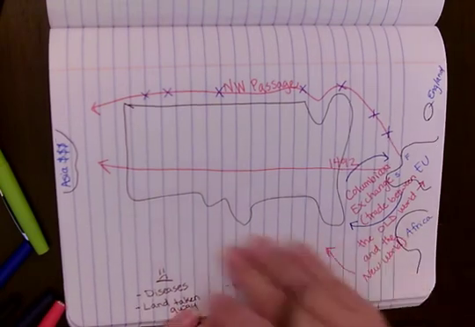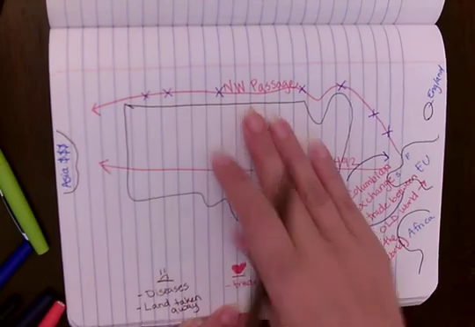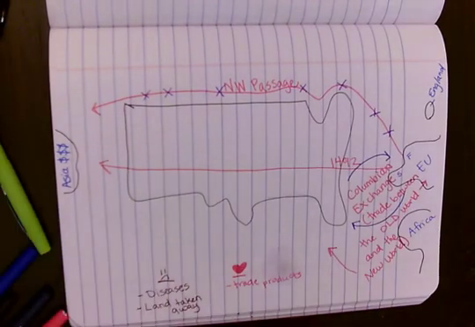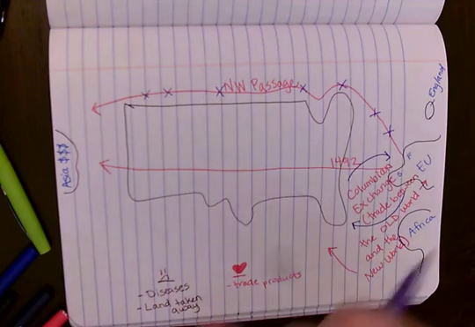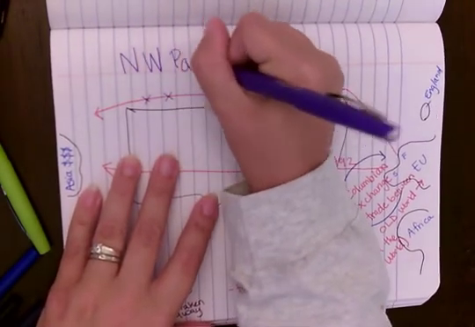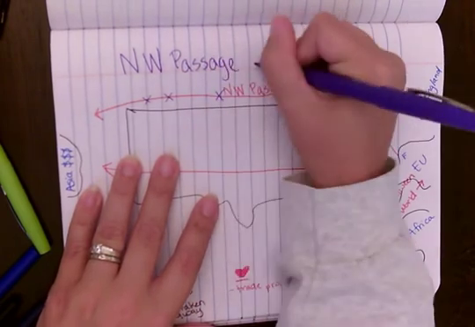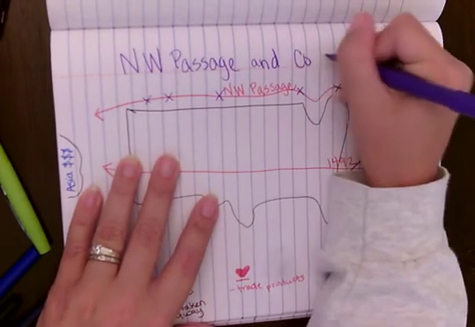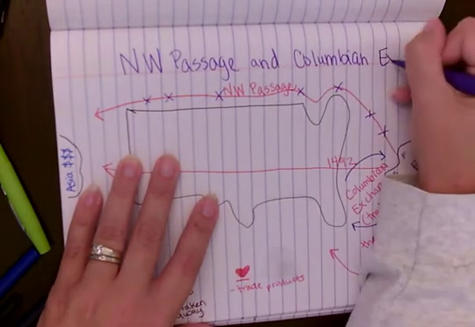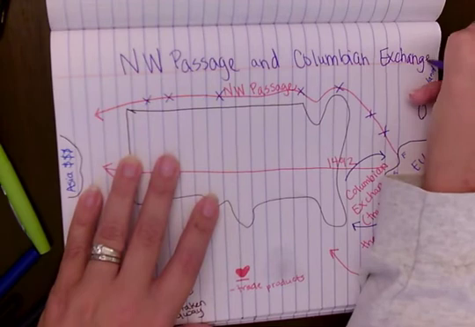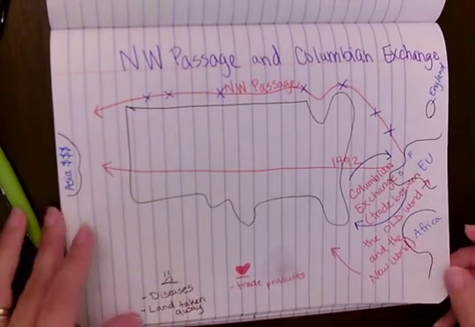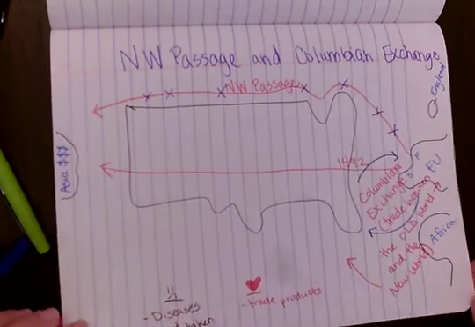And so on this page right here, we talked about the Northwest Passage and the Columbian Exchange. I'm going to go right up to the top and give it those titles: Northwest Passage and Columbian Exchange. Now, we are not done because we did talk about one other thing last week, and that was the relationship of our Native Americans with our European countries.